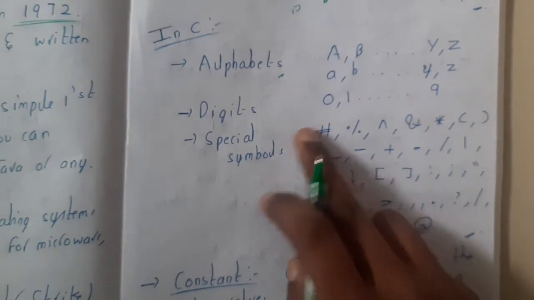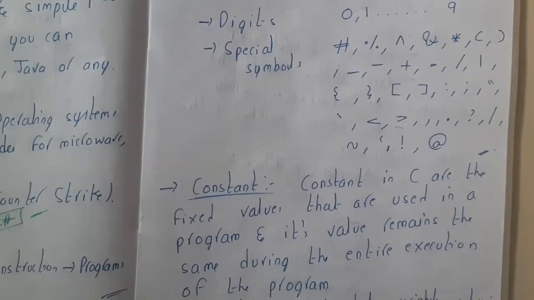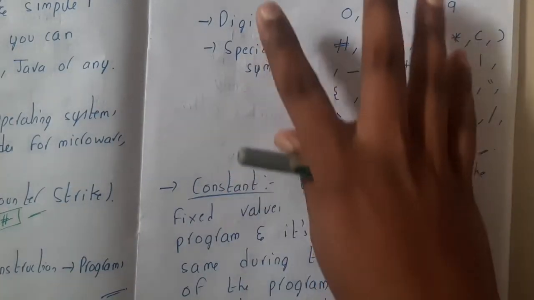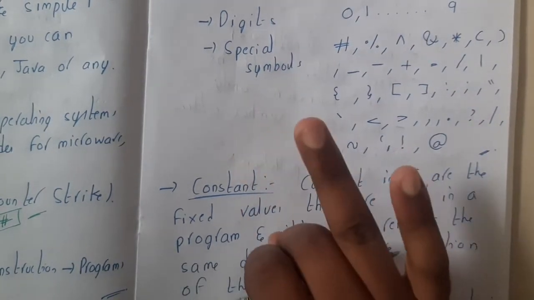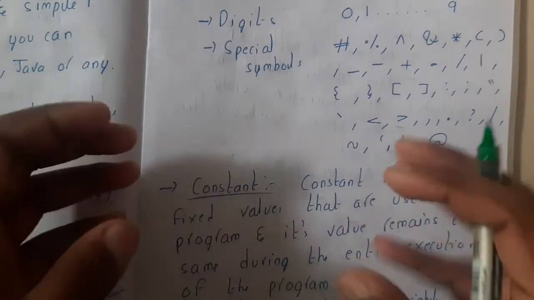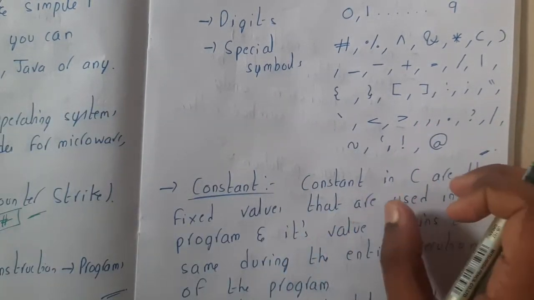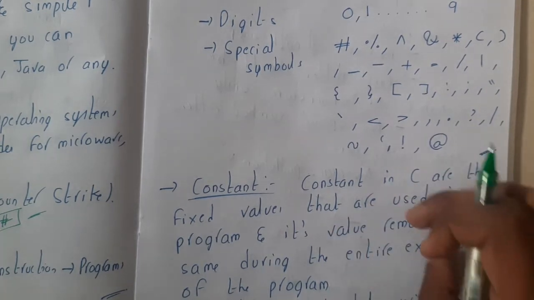So all these symbols could be used in C language, guys. You can cross check any of the symbols. Similarly, constant. I told you, right? By combining these things, we can create constants, variables, and keywords. These are the three things which we will be forming. Using these constants, variables, and keywords, we will form instructions. And using a set of instructions, you will form the program, guys.